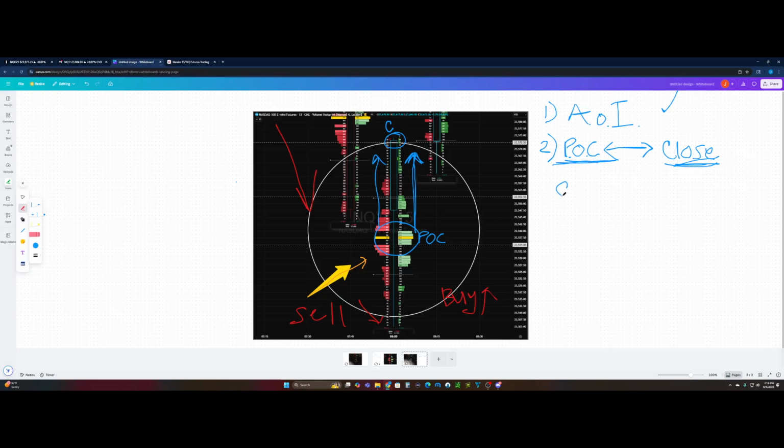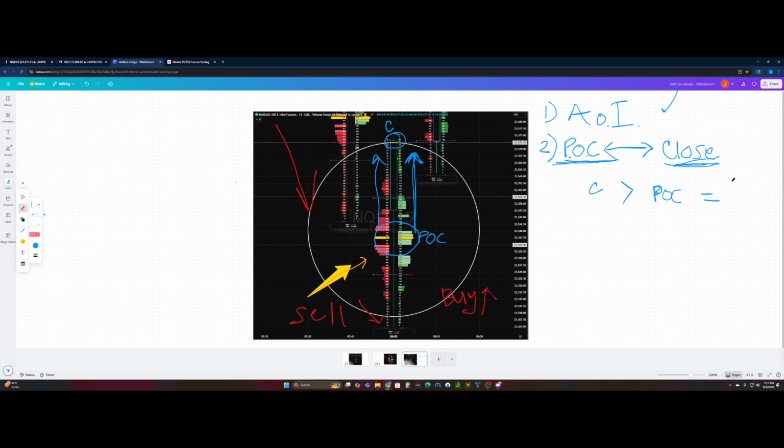I'm trying to write, let's go POC. If the close is greater than the POC, that is not a P, POC. That's actually really ugly. Sorry, my OCD's there. That feels much better. If the close is greater than the POC, this is going to give me a sign, right?